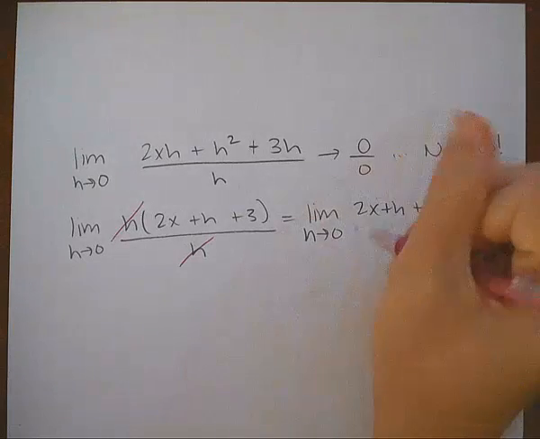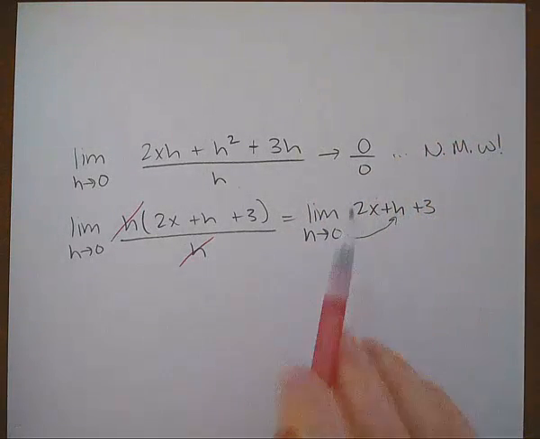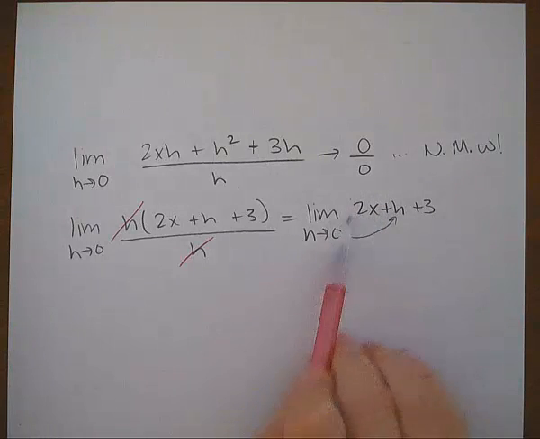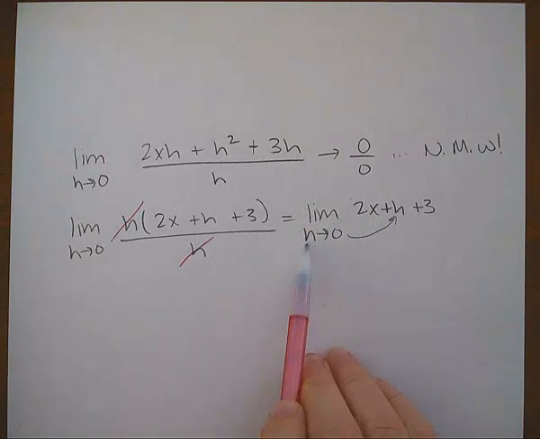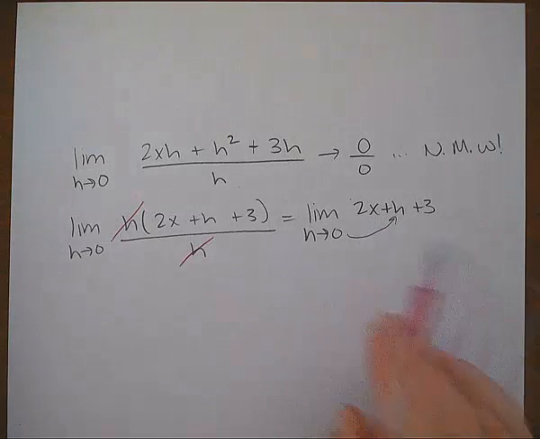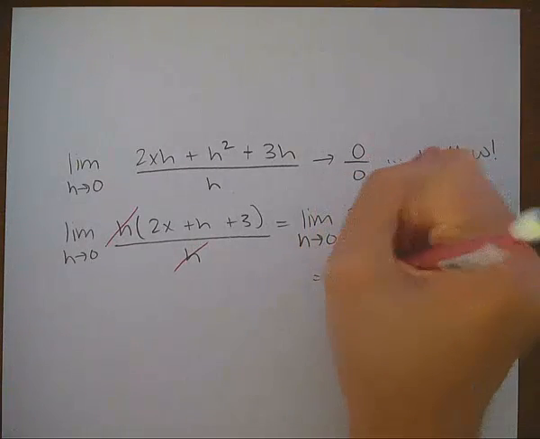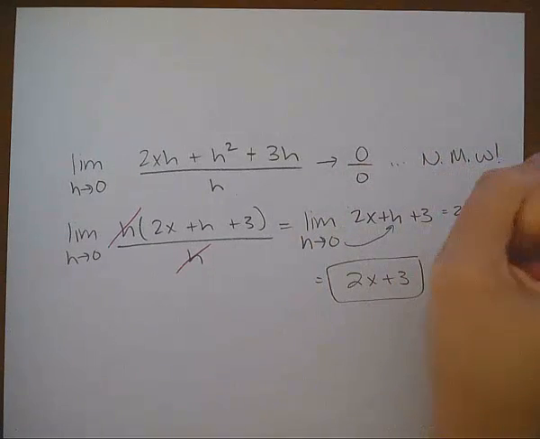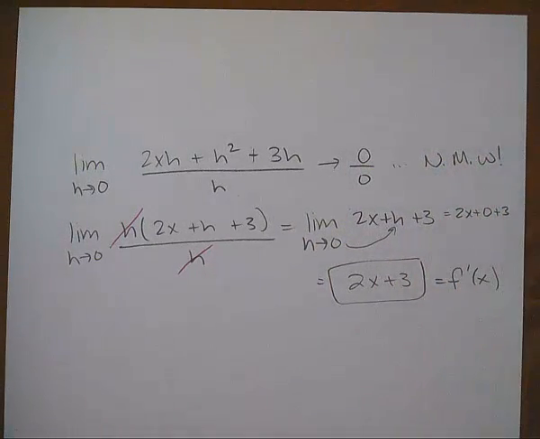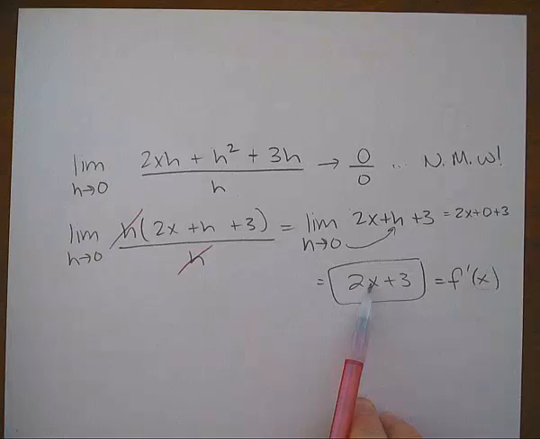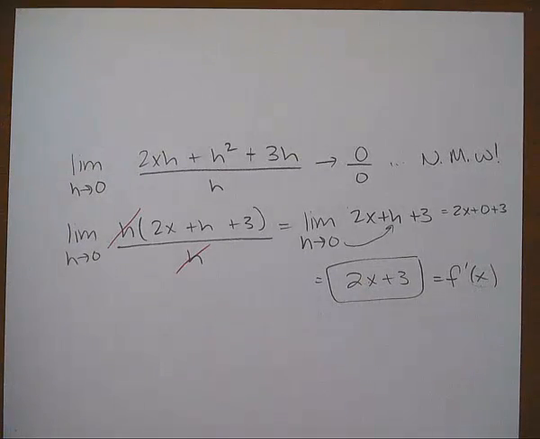So I plug this 0 in where the h is. I don't do anything with the x because this can almost be thought of as a constant, because I'm taking this limit with respect to h, so x means nothing. H is the thing that matters. So I plug 0 in there and I get 2x plus 0 plus 3, which basically equals 2x plus 3. So that right there is f prime of x, meaning I could plug in any x value into here, and that would tell me the slope of that particular tangent line at that particular point.